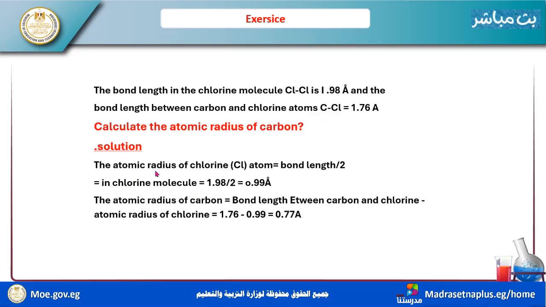The atomic radius of Cl equals the bond length divided by 2. In the chlorine molecule, 1.98 over 2 equals 0.99 Å. The atomic radius of carbon equals the bond length between carbon and chlorine, 1.76, minus this number. Now we can calculate the atomic radius of chlorine, which equals 0.778.